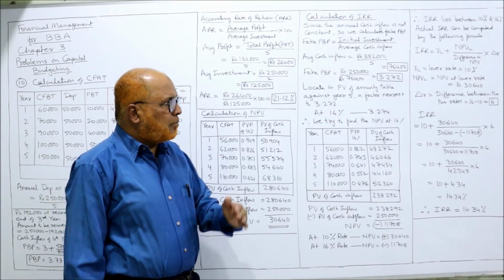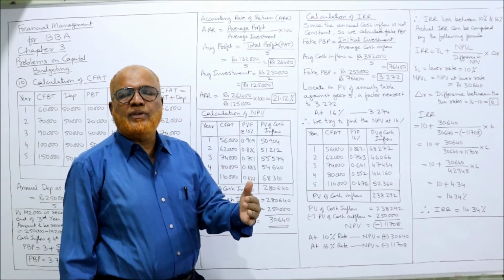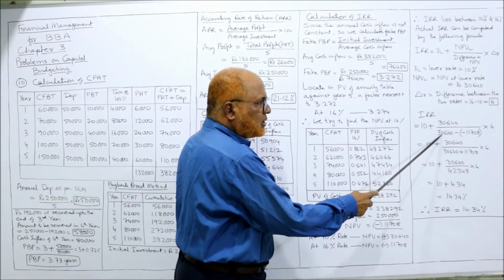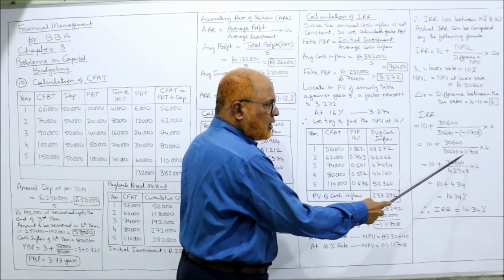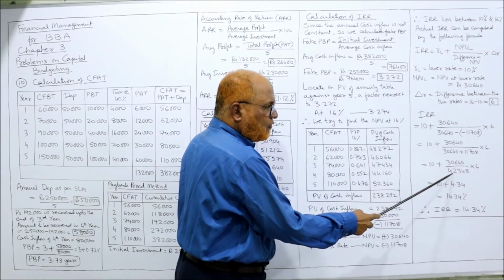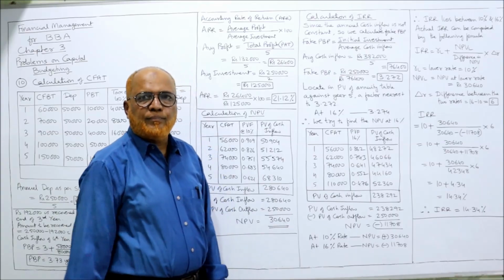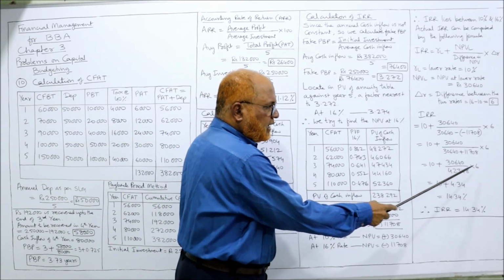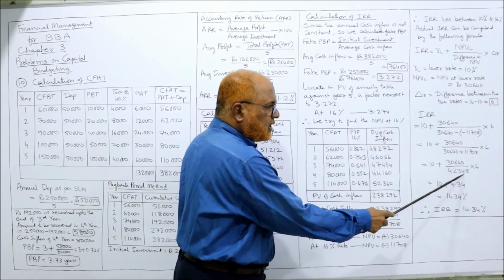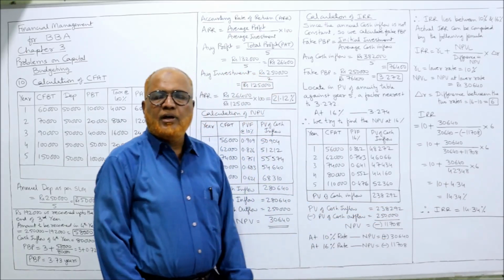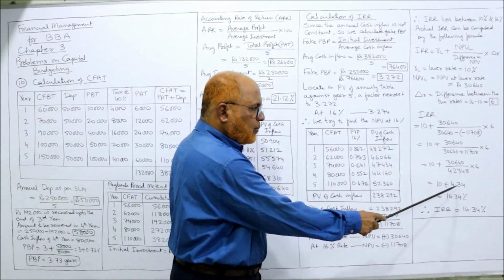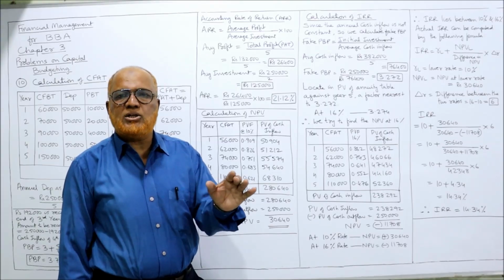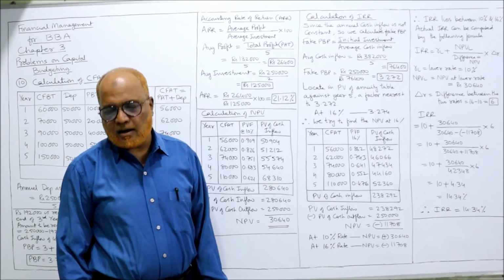Now open the bracket, minus into minus will become plus. So 30,640 plus 11,708. If you add these two, you get 42,348, into 6. So now multiply 30,640 into 6, divided by 42,348. You will get 4.34. Now add up. 10 plus 4.34 is 14.34, that is the internal rate of return, IRR.